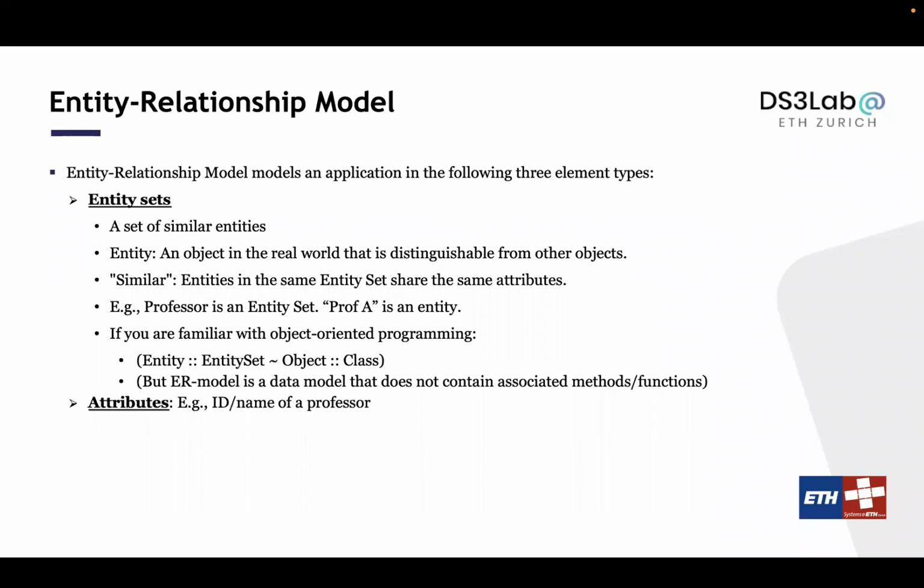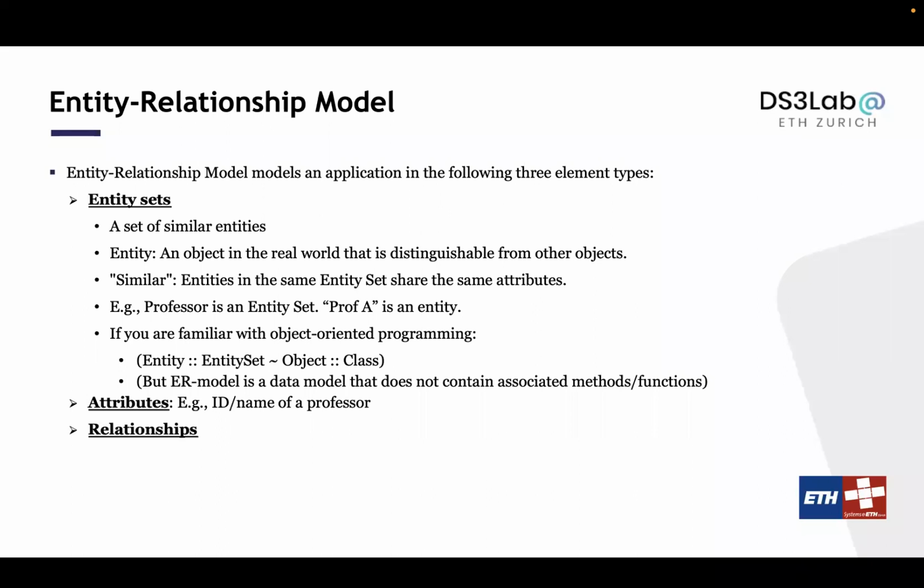And then the second element type in the entity relationship model is attributes. They are the attributes associated with each of those entities. For example, if you have an entity set called professor, all the entities here are going to be associated with a whole bunch of attributes, for example, the ID or the name.